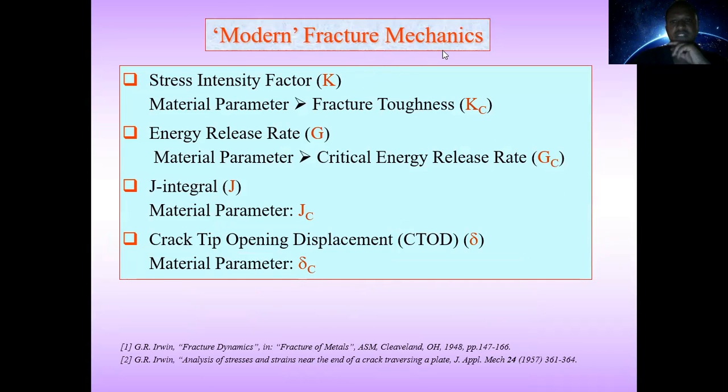So modern fracture mechanics: stress intensity factor K, material parameter fracture toughness Kc; energy release rate G, material parameter in this case critical energy release rate Gc; J integral J, material parameter Jc; crack tip opening displacement, which is delta, material parameter delta C.